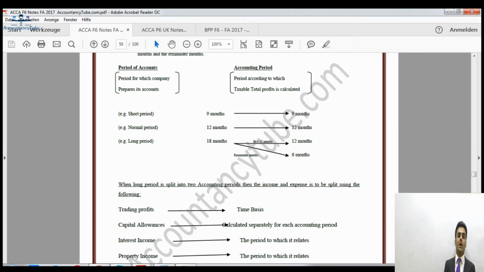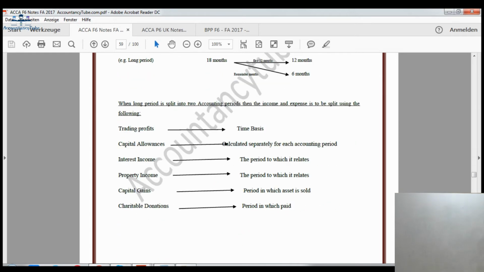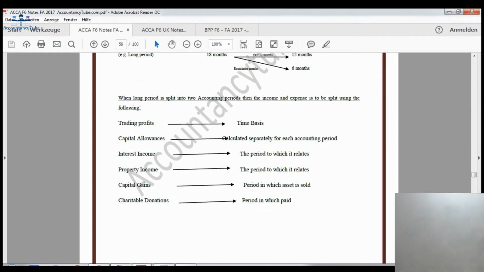So whenever a company has made its account more than 12 months, say for example 16 months long, in that case we will have to divide that 16 months into two periods. So two accounting periods for tax purposes. One would be the first 12 months and the other one would be the remainder months. All right, so that's how we do it. Right then, as you can see on your screen, it says if a period of account by a company is more than 12 months, then we'll have to split it into the first 12 months and the remainder months.